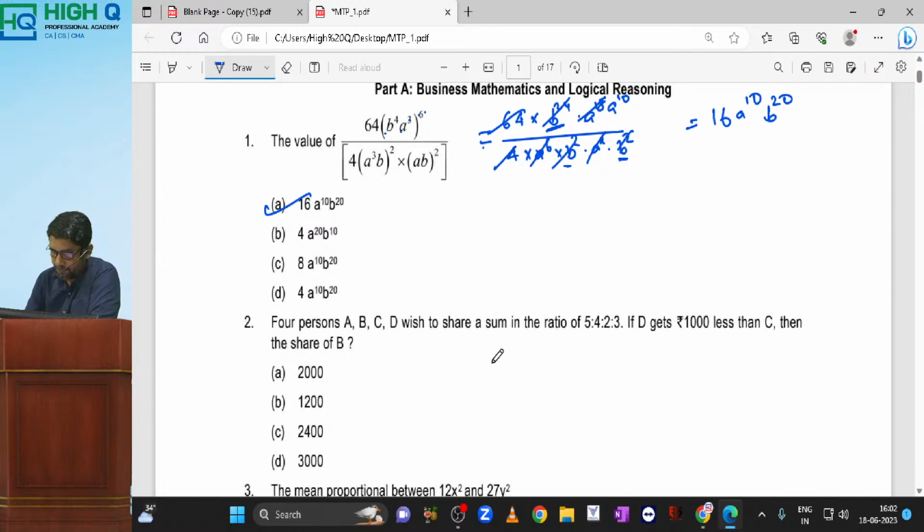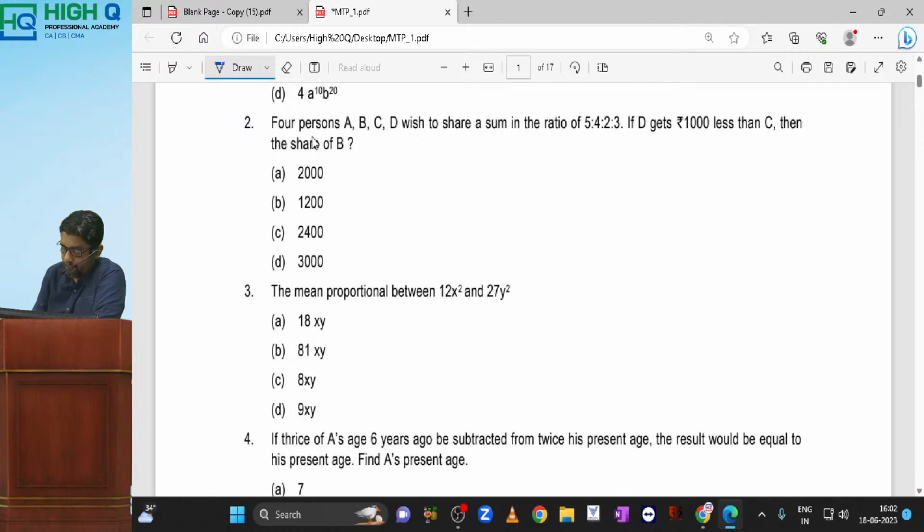Solve with me. Next, 4 persons A, B, C, D wish to share a sum in the ratio 5:4:2:3. If D gets 1000 rupees less than C, then the share of B is. Okay, now listen here. I think one of the options has to be 1000. Sorry, 4000 or something like that.